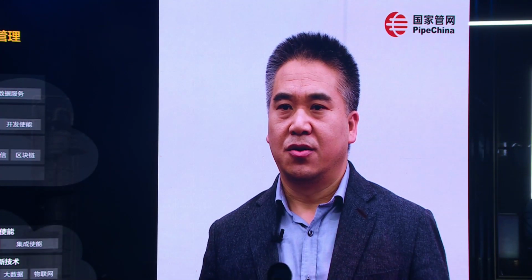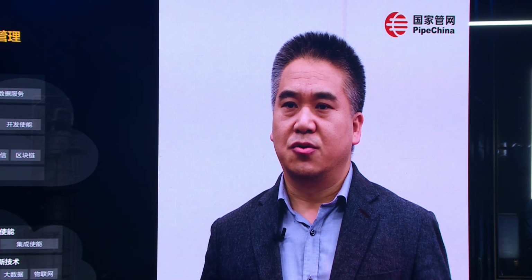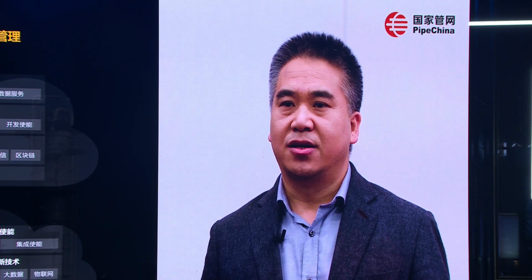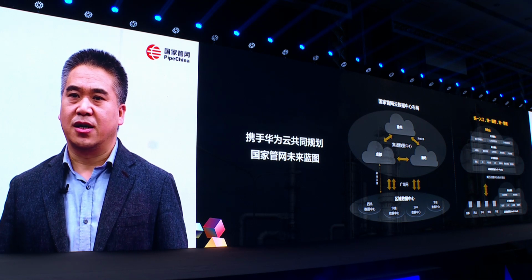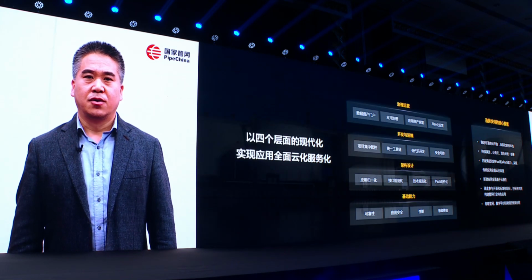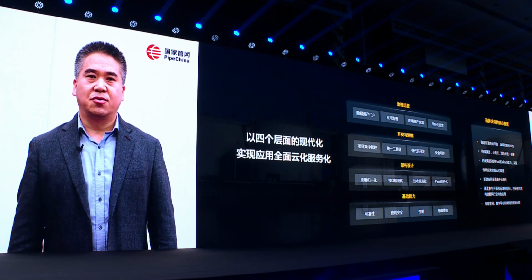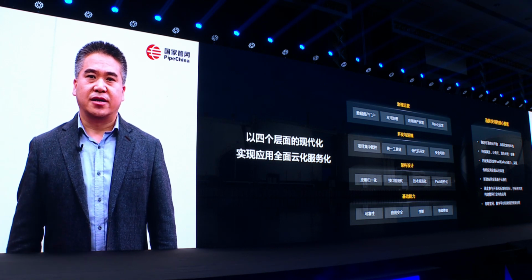Based upon the blueprint and architecture of the digital platform, and by leveraging Huawei's cloud capabilities, Pipe China planned group, region, and city-level data centers to support our business arrangement. In the group data center, we built full-stack capabilities. In the regional data center, based upon the business needs, we built relevant capabilities, serving as one part of the group's unified digital platform service catalog. We also raised the target of four modernizations to achieve cloudification and service orientation.